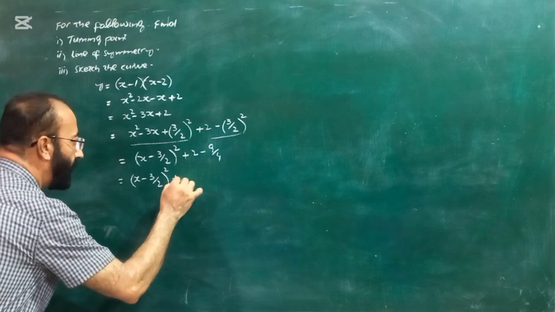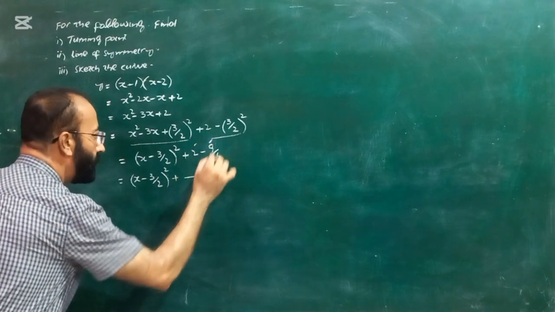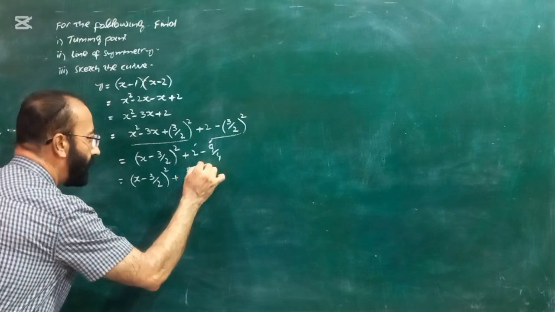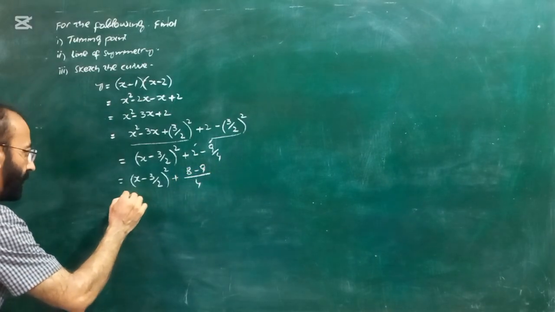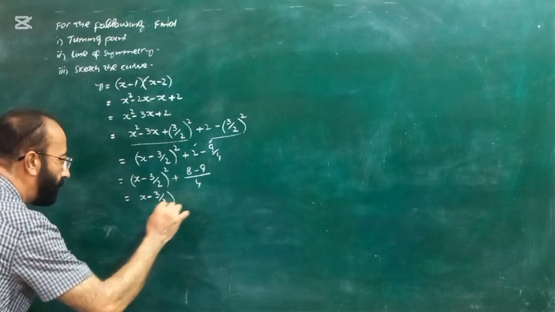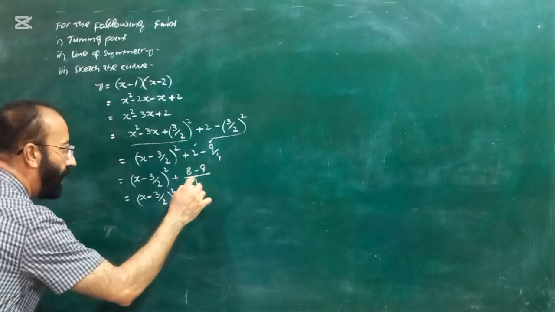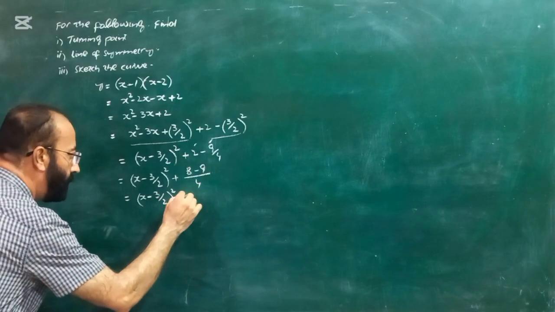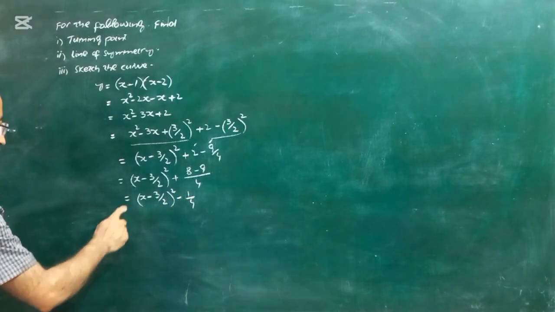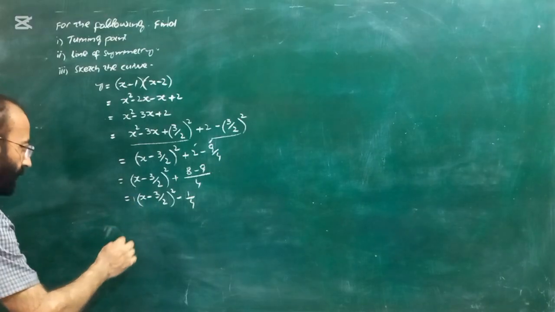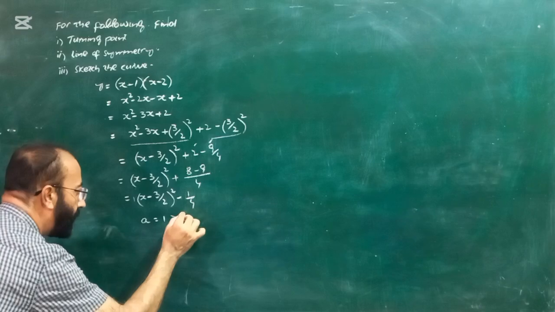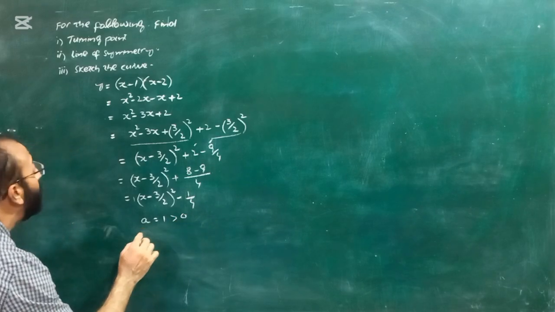Now take the LCM of these two values. 4 will be the LCM. So 4 twos are 8, minus 9 will remain as it is. So x minus 3 by 2 whole square as it is. And this is minus 1 by 4. So because a is 1 which is greater than 0, so minimum point will be there.